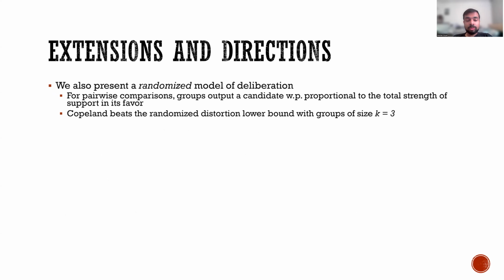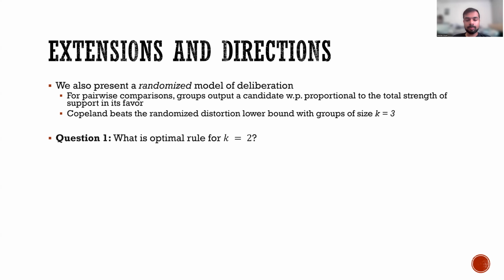In this paper we also consider a randomized model of deliberation in which for each pairwise comparison the groups will output a candidate with probability proportional to the total strength of the support in its favor. And in this case we show that Copeland can beat the randomized distortion lower bound with groups of size 3.